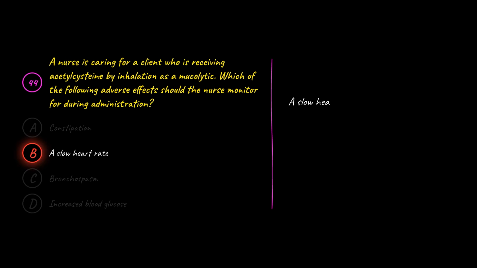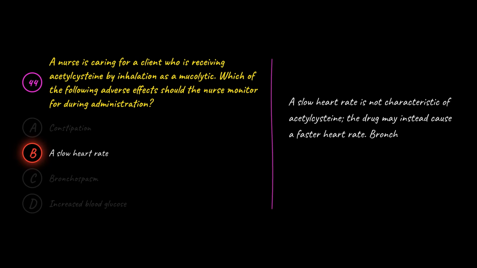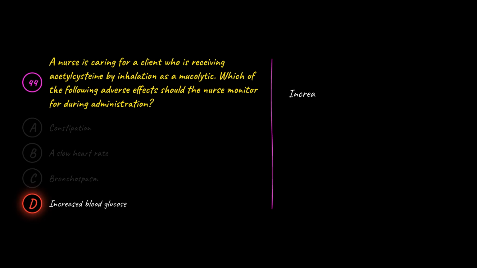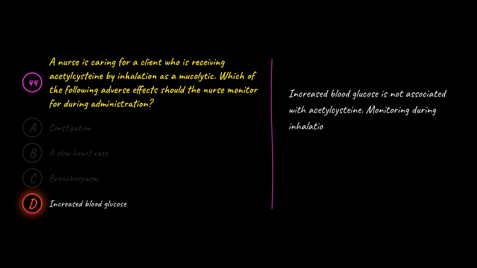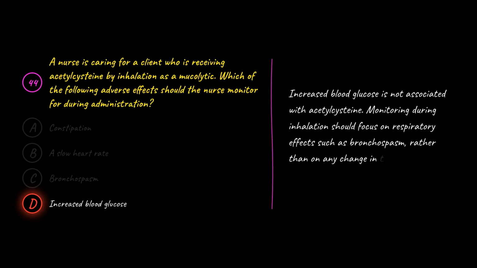B is wrong because a slow heart rate is not characteristic of acetylcysteine. The drug may instead cause a faster heart rate. Bronchospasm, rather than a slow pulse, is the priority adverse effect the nurse should monitor for during inhalation. D is wrong because increased blood glucose is not associated with acetylcysteine. Monitoring during inhalation should focus on respiratory effects, such as bronchospasm, rather than on any change in the client's blood glucose level while receiving this mucolytic.